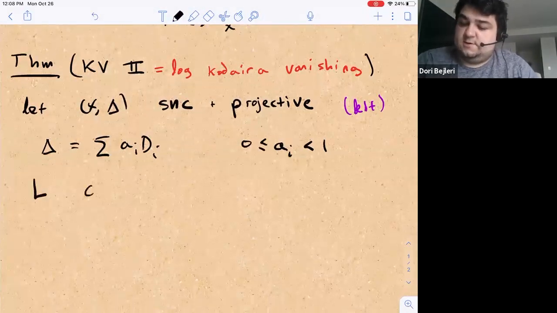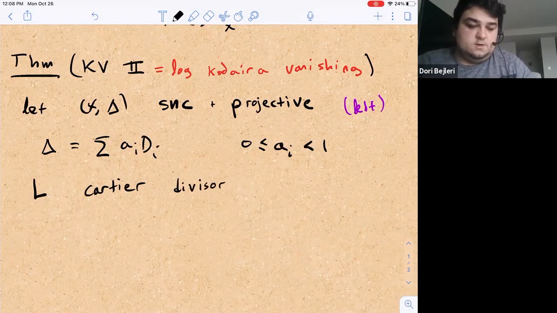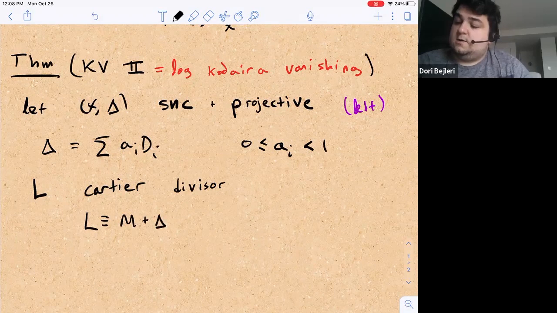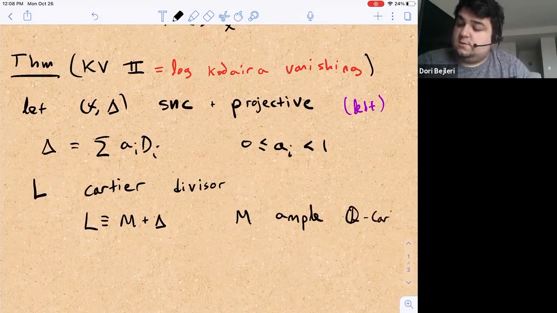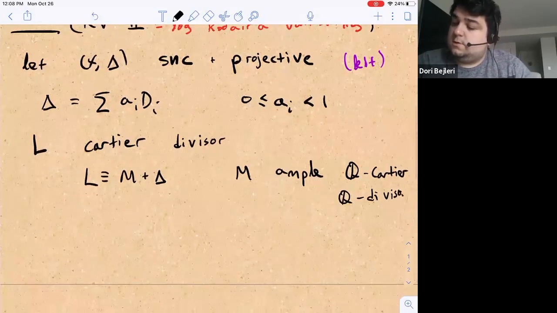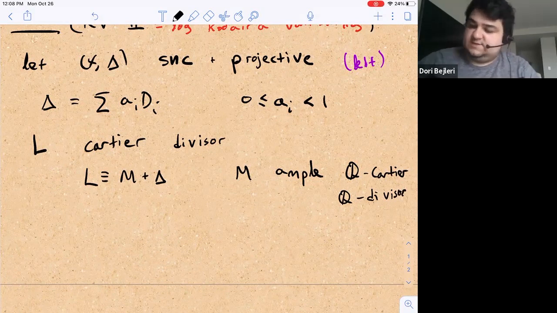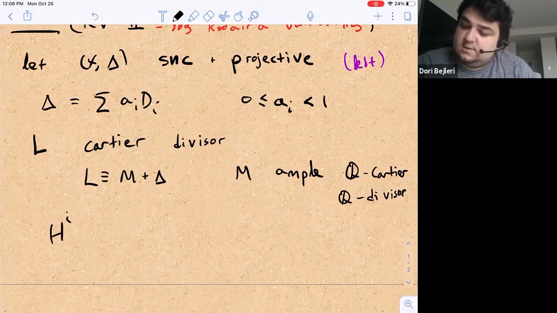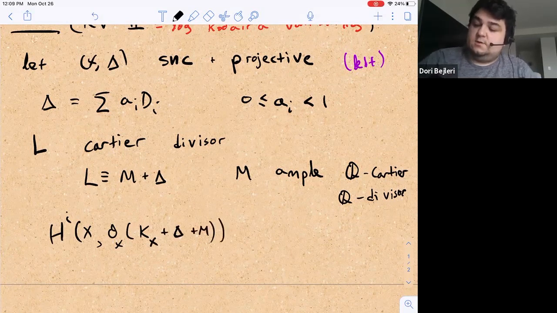And let's say that L is a Cartier divisor that's numerically equivalent to a divisor M plus Δ, where M is an ample Q-Cartier Q-divisor. Then the conclusion is that vanishing holds for this L. So we can write it as H^i of K_X plus Δ plus M is 0 for i greater than 0.